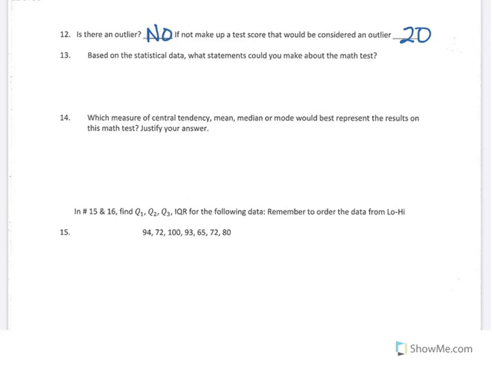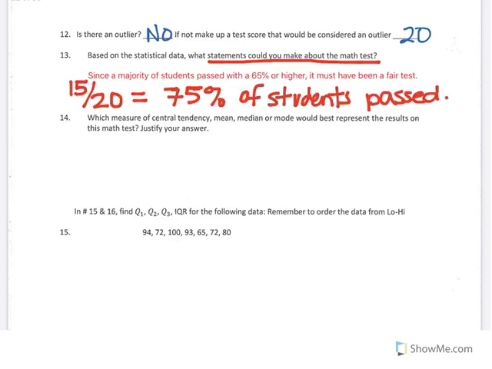Now, question 13 says, based on the statistical data, what statements could you make about the math test? So these are statements that you are making. So I will pick a variety of answers. Oftentimes one that I use is I say that since a majority of the students passed, and we're assuming passing is 65% or higher, and majority has to be greater than 50%, therefore the math test must have been a fair test, or maybe you say that it's an easy test, or whatever the case might be.